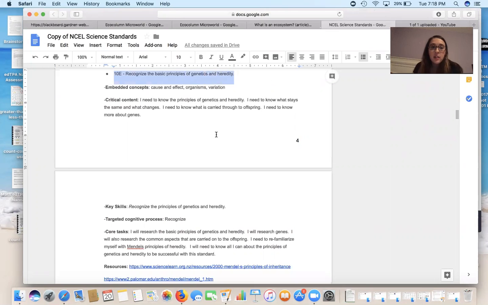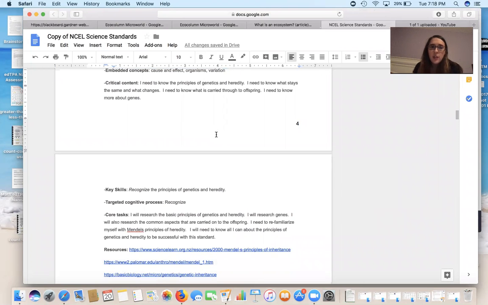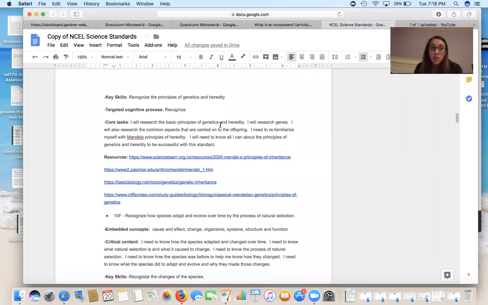The concepts are cause and effect, organisms, and variation. You need to know the principles of genetics and heredity. You need to know what stays the same and what changes. You need to know what is carried through to offspring, and you need to know more about the genes in DNA.